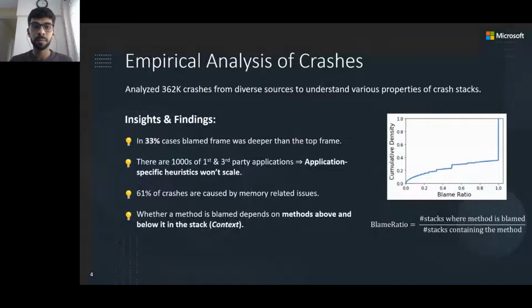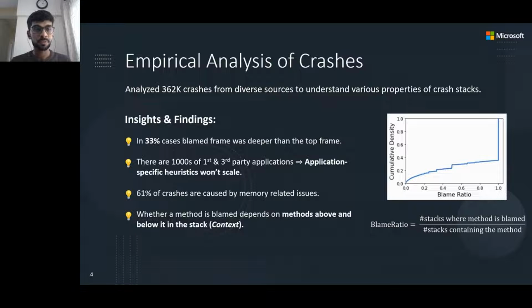To briefly go over our empirical analysis, like I said, we analyzed 362,000 crashes from various sources. We looked at multiple properties of crashes. For example, we looked at crash locations, that is, the location in the stack where the blame frame was found. We see that in 33% of the cases, it is deeper than the top frame, hence making it harder to identify. Next, we find that no single binary or application accounts for the majority of the crashes. Therefore, any kind of application-specific heuristics or methods would not scale and solve our problem.